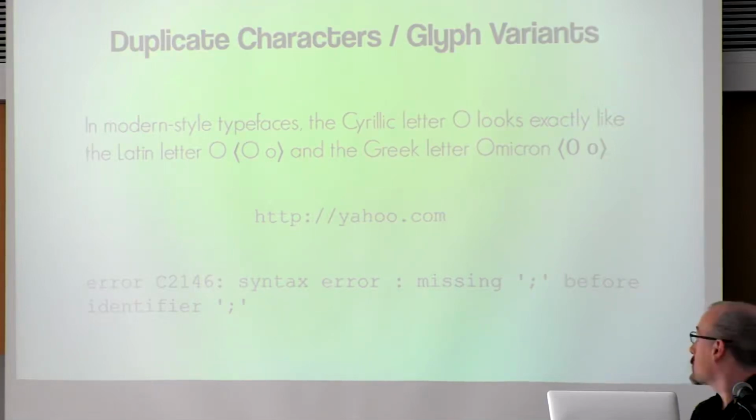This is an error, error C2146, that I got from Microsoft Visual Studio running a C++ compilation. It's a syntax error: missing semicolon before identifier semicolon. Since when is a semicolon an identifier in C?